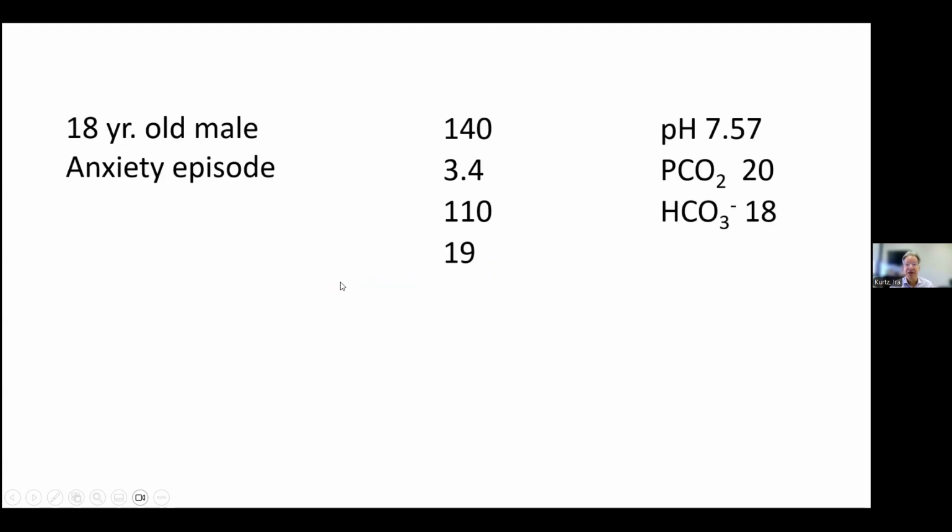So let's give examples of not being in the steady state. So here's a patient with anxiety whose PCO2 is 20 and whose bicarb is 18. And that means that the change in the PCO2 is 20 from its original value, and the change in the bicarb is 6. The question is, do these numbers fit any of the simple acid-base disorders?